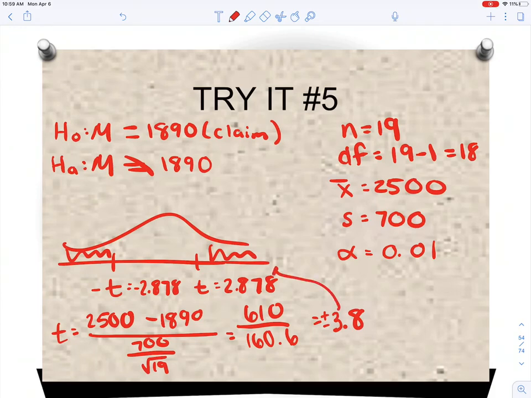So where does this fall? This falls over here. So I am going to reject H sub O, okay? And if we reject H sub O, then we also reject the claim because we're throwing it out. So a little bit of a different question there. They asked if there was enough evidence to reject the claim, and there was.